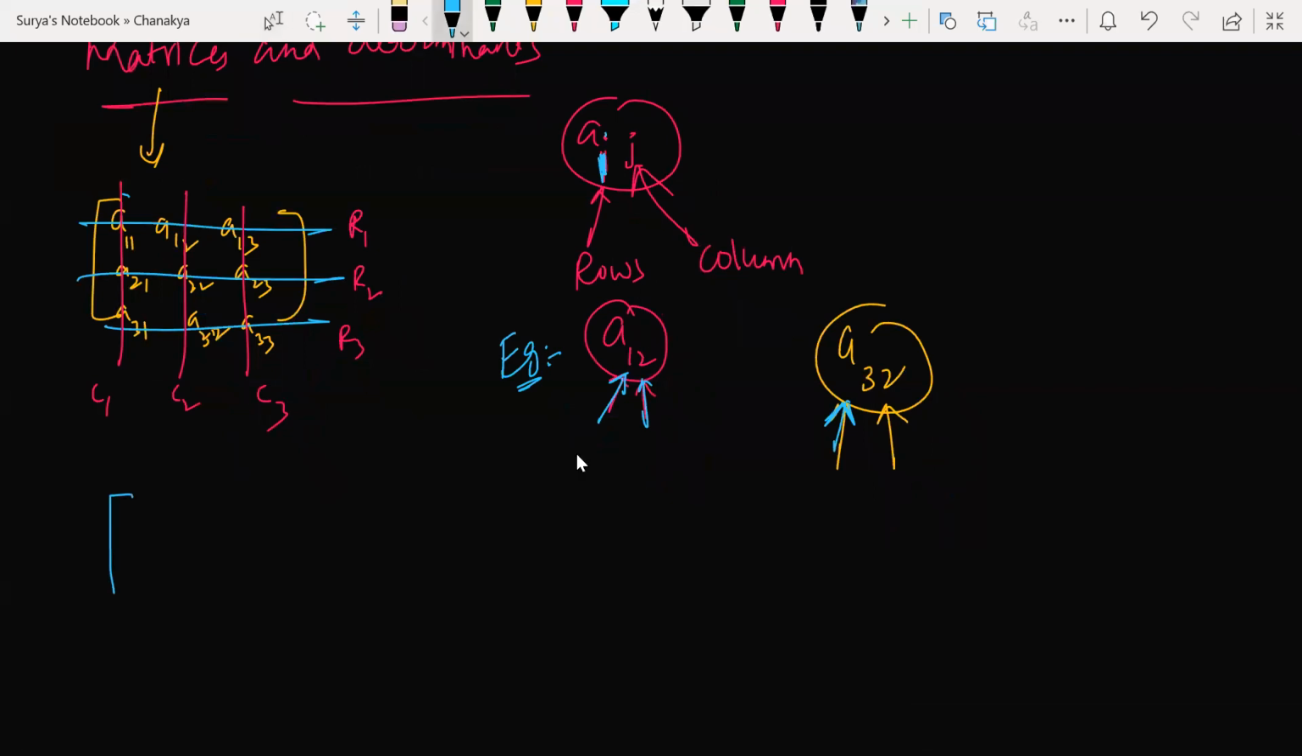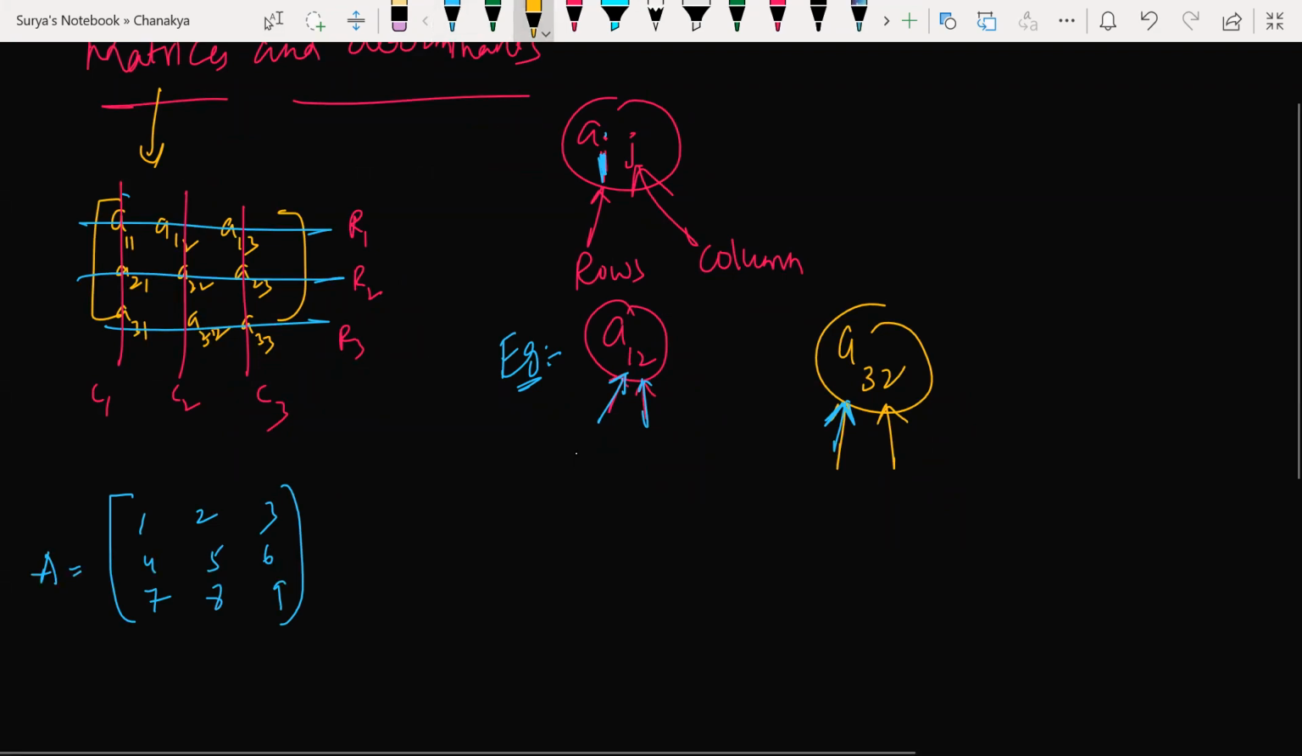Now look at this. For suppose I have the matrix 1, 2, 3, 4, 5, 6, 5, 6, 7, 8, 9. We always denote matrices with capital letters. I have a matrix called A, capital A. Now what is A13? I'm asking you, what is A13? The element in the first row, third column, which is 3. 3 is the answer. You understand, people? Yes, sir.